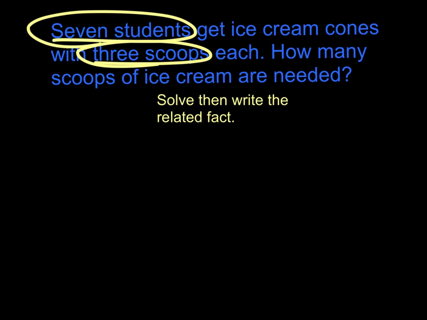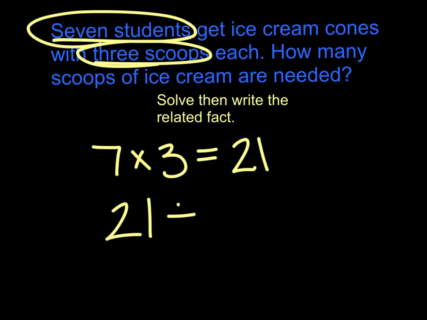Okay, so I'm going to check. I've got 7 students. And they each get triple scoops, triple ice cream cones. So I don't know a total, so I know that I'm going to multiply. So I've got 7 groups of 3, and I know that the product of that is 21. So it asked me to write a related fact. So think fact families. So I'm going to turn this into a division problem, and it would be 21 divided by 7 equals 3. You could have also had 21 divided by 3 equals 7.